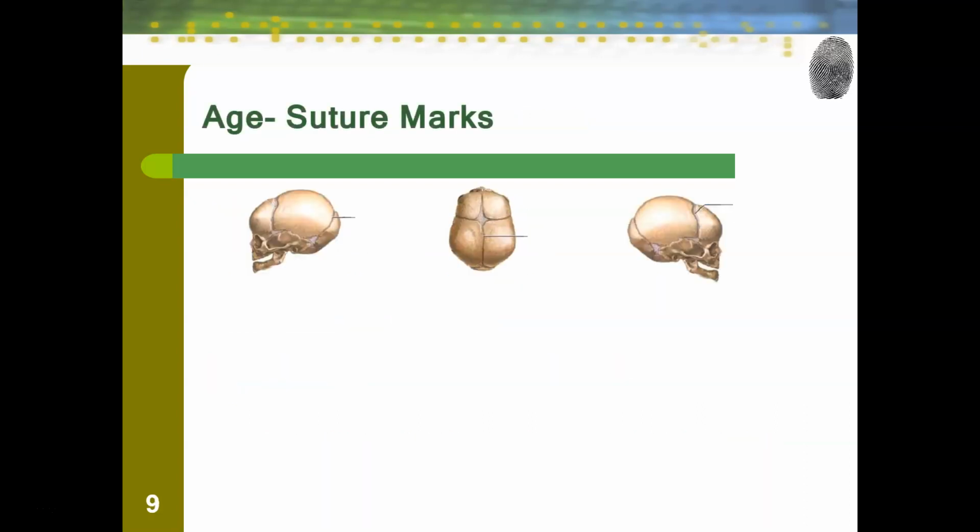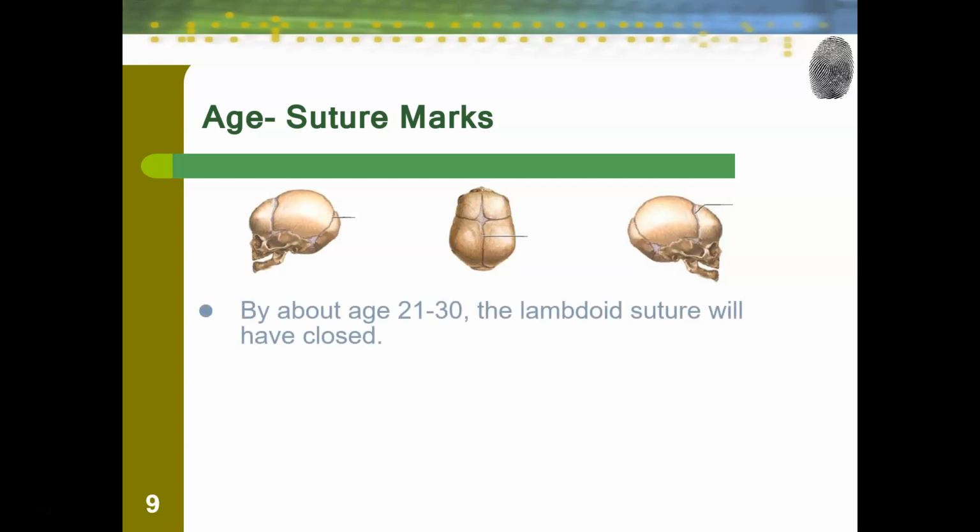Something else we can use are called suture marks. So your skull is full of a variety of suture marks. When you were born, your skull is still separated into multiple separate plates. This is why we often refer to babies as having a soft spot, because there literally is a spot on the top of their head that does not have any bone over it. However, throughout life, these plates begin to fuse together and leave behind what are called suture marks.